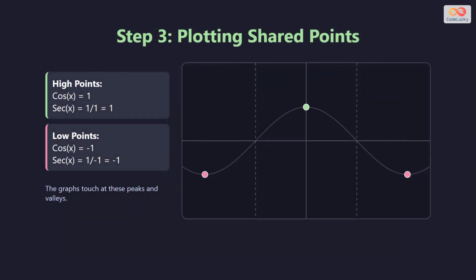Next, let's find the easy points. When cosine is 1, the reciprocal is also 1. When cosine is -1, the reciprocal is also -1. This means the peaks and valleys of the cosine wave are also points on the secant graph. These are the specific locations where the two functions touch.